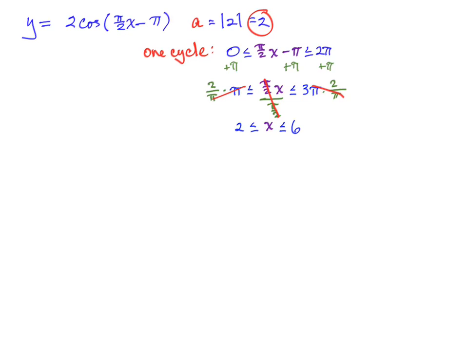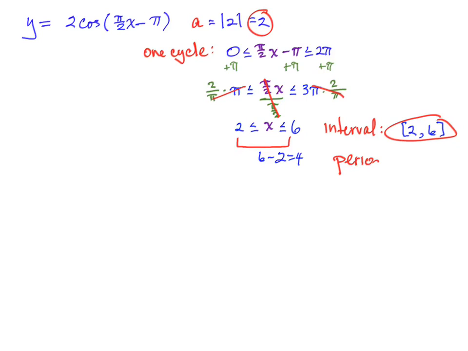So this is my new interval. This is a cycle of this new function. So in interval notation, because we want to include the 2 endpoints, the numbers 2 and 6, we've got to use square brackets. So in interval notation, it looks like that. That's our interval for a cycle. Now we can also use these numbers to get the period by just subtracting. So the period is 6 minus 2, which is 4.